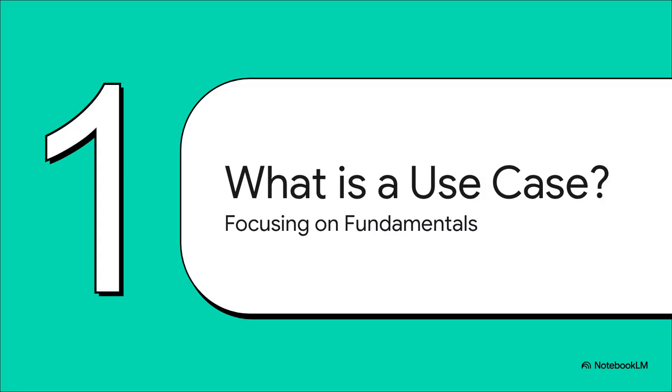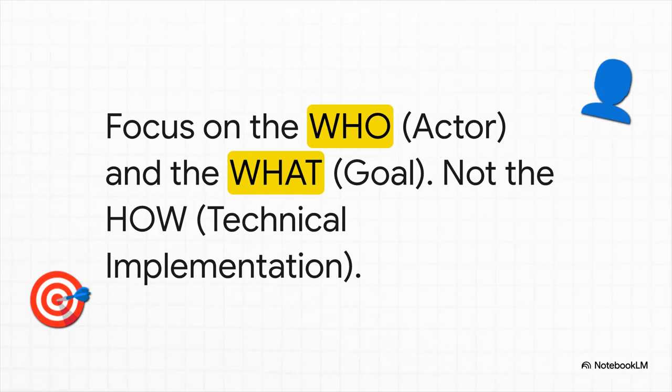Okay, first things first. Let's make sure we're all on the same page about what a use case really is at its core. The most important rule is this: a use case is all about the user's point of view. It's about who is using the system and what they are trying to accomplish. It is absolutely not about the how. Forget the code, forget the database, forget all the technical stuff for now. That comes later. You have to stay laser focused on that user journey.